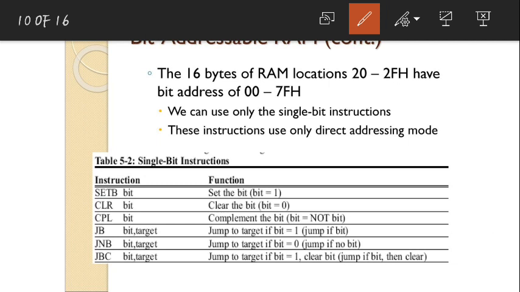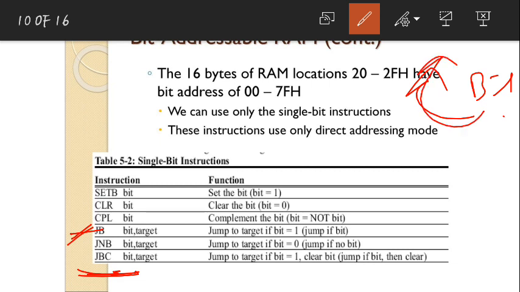JBC. Here JBC is the same as these two, but it has one extra feature. See this, JB: here C is added extra. It will jump if bit is equal to 1, it will jump to the target. After jumping, in JB the line ended and the other lines kept on executing. But in this case, when the bit is equal to 1, it will jump to the target address, and it also clears that bit.